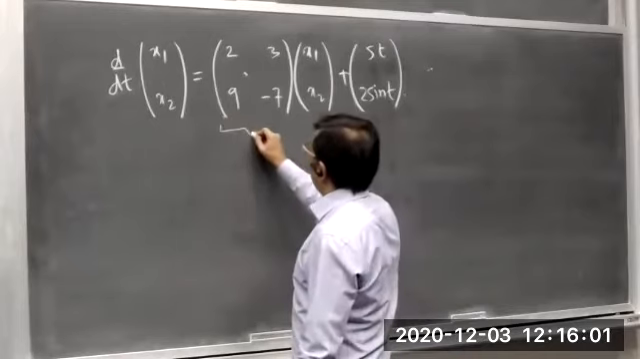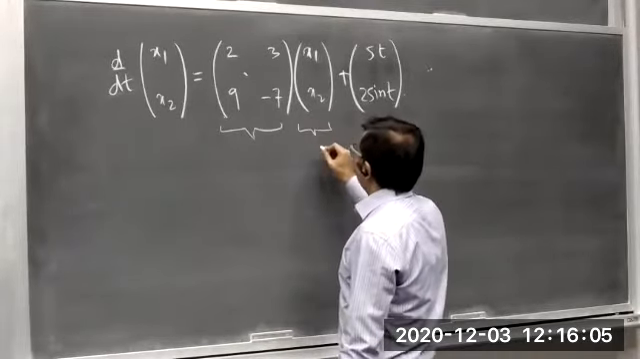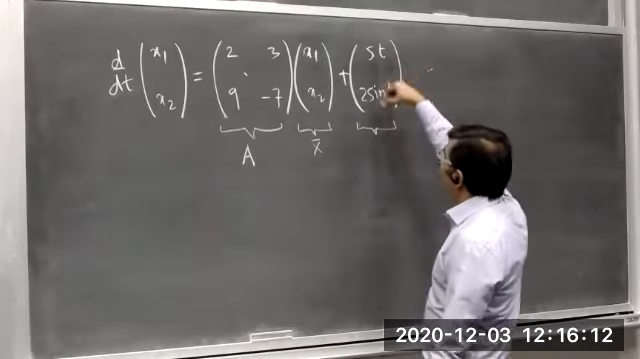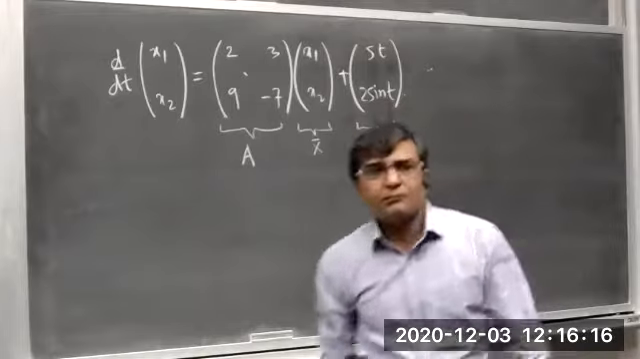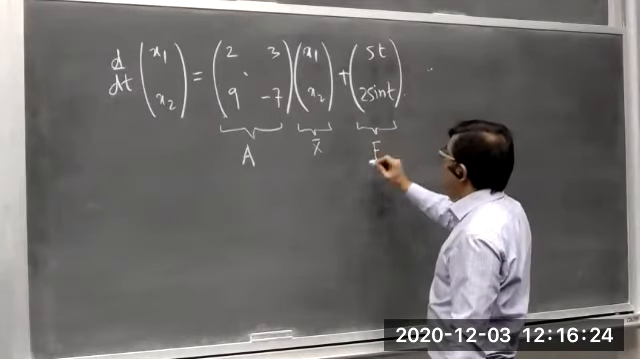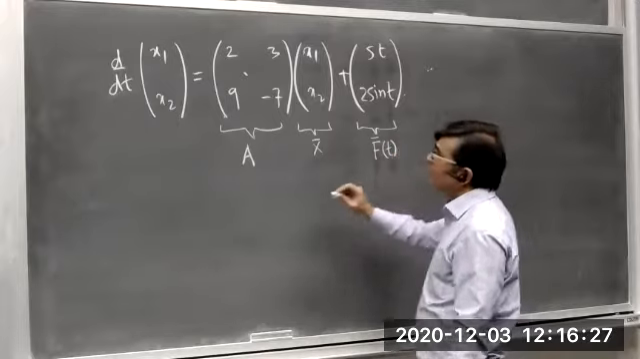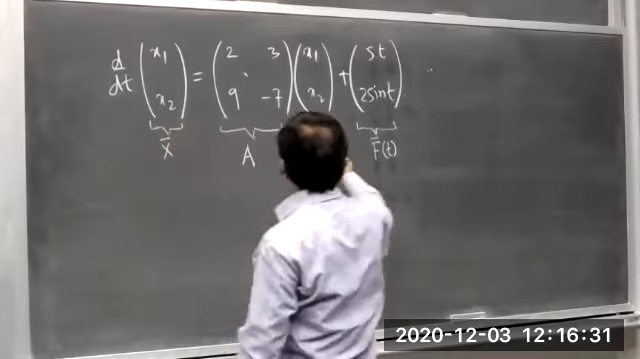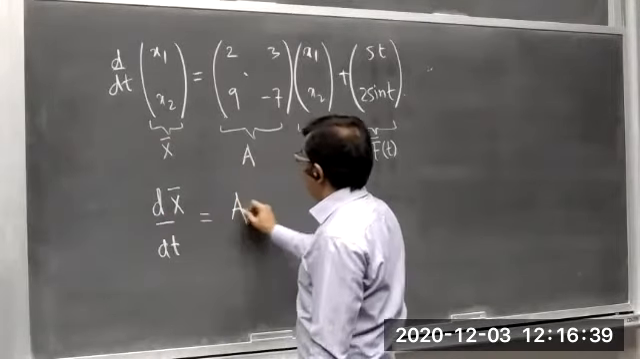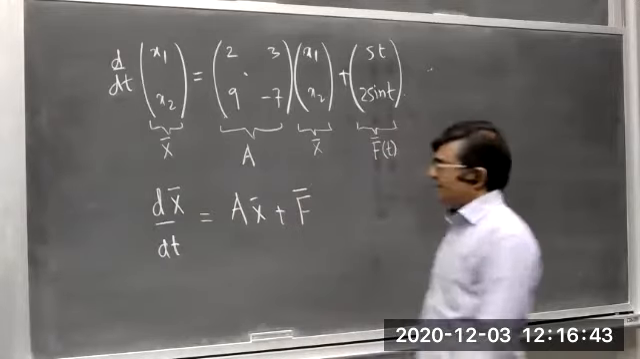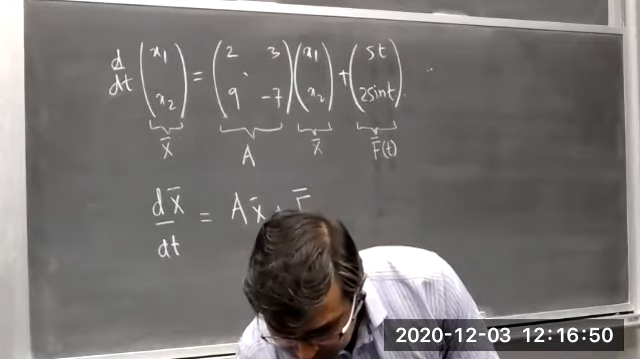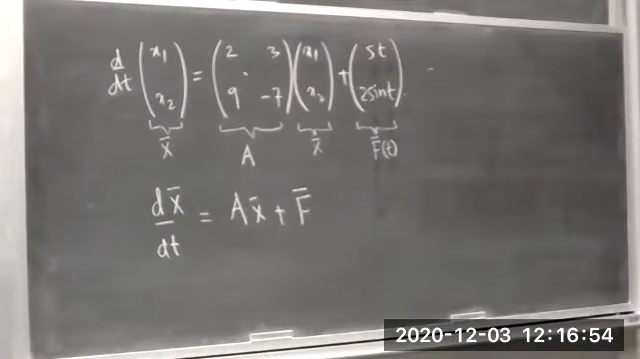If I assume that this is your matrix A, and this is a vector X, and this is some vector which is a function of t, some vector F of t only, and this is again your x vector, then we can write dx vector by dt is equal to A times x vector plus some f vector. So in short, we can write that linear system in this form. I hope you get it. If you have any question, you can ask me.